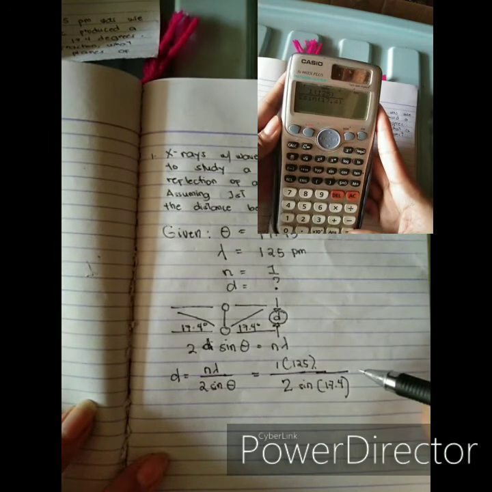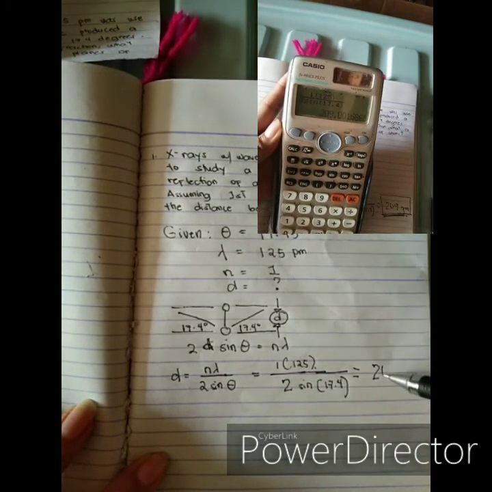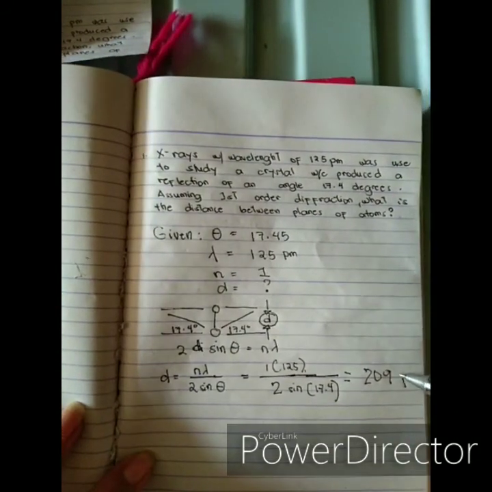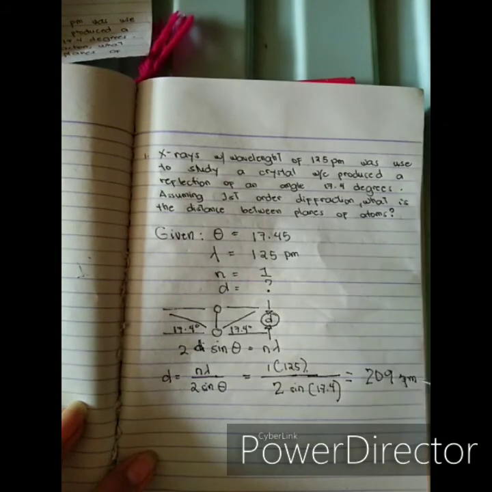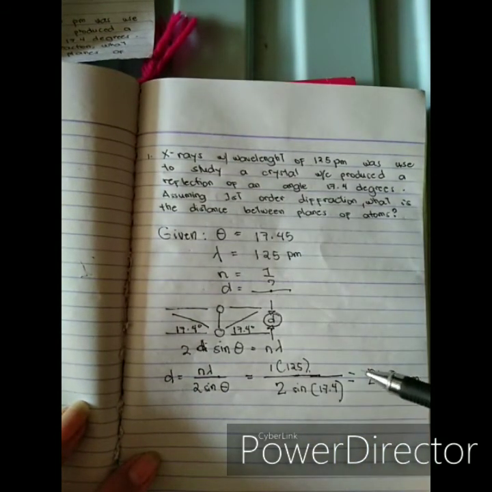So the answer is 209 picometers. So the distance between planes of atoms is 209 picometers.